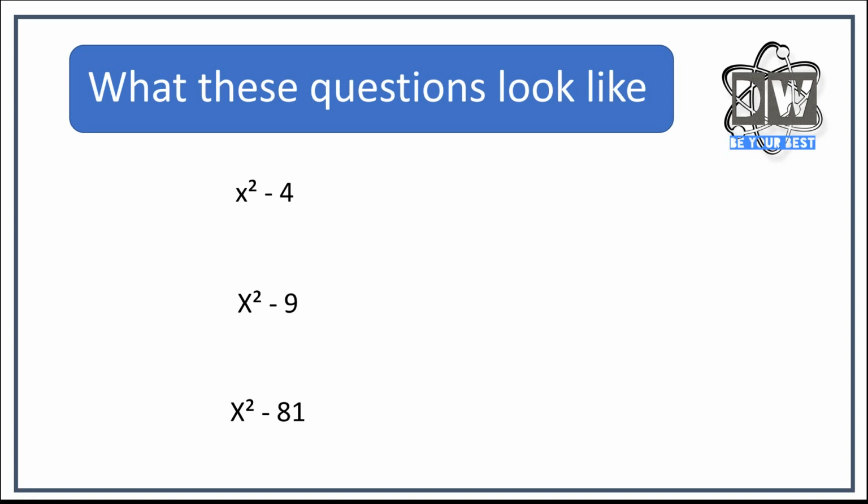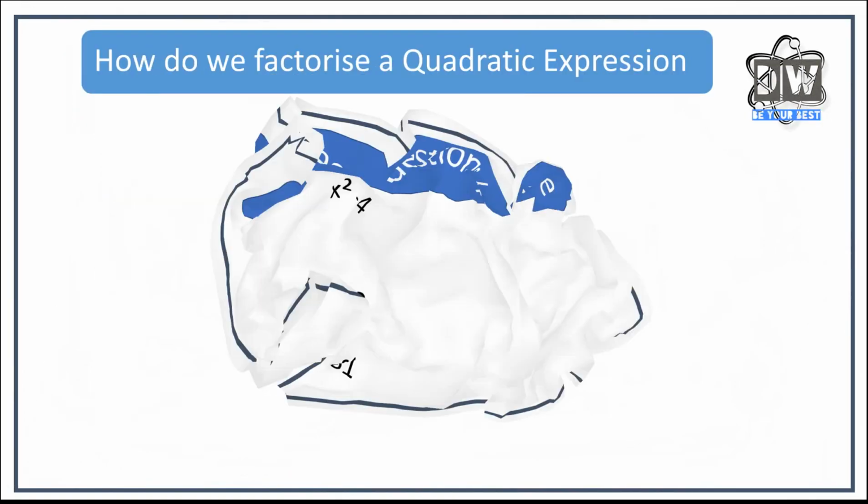4 is a square number. The square root of 4 is 2. 9 is a square number. The square root of 9 is 3, because 3 times 3 is 9. And 81 is a square number, because 9 times 9 is 81. So you'll notice that all of these numbers are square numbers. So let's have a look at how we're going to do them.